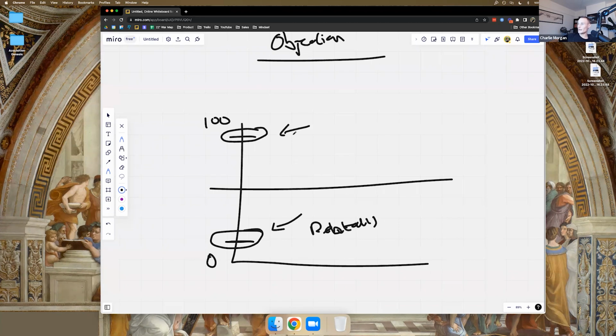Now, if an objection is down here, then it doesn't require many rebuttals to overcome it, right? And if an objection is up here, it will require more rebuttals. Both can be overcome. The only difference is that this one can be overcome much faster than this one, which might be overcome here.